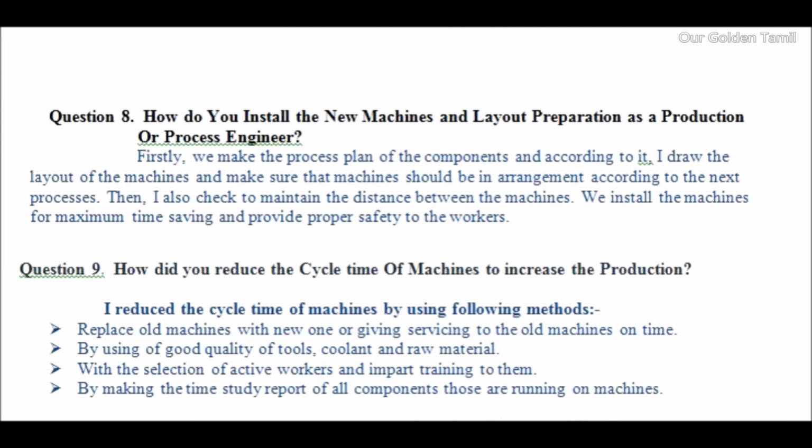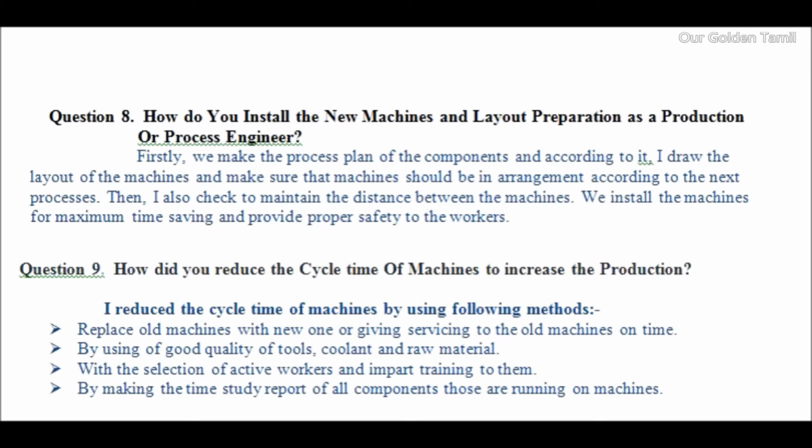How do you install the new machines and prepare the layout as a production or process engineer? Firstly, we make the process plan of the components and according to it, I draw the layout of the machines and make sure that machines are arranged according to the next processes. Then, I also check to maintain the distance between the machines. We install the machines for maximum time saving and provide proper safety to the workers. Question 9. How did you reduce the cycle time of machines to increase the production?